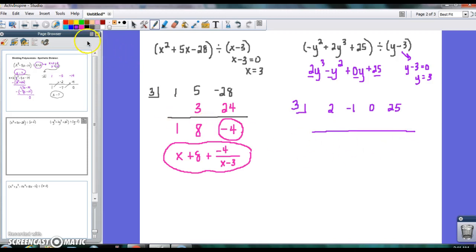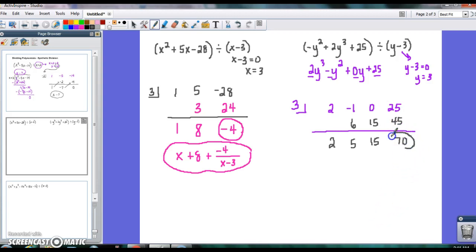Draw your line and go ahead and start. Bring your 2 down. 3 times 2 is 6. That goes here. Add those together, you get 5. 3 times 5 is 15. That goes here. Add those together, and you get 15. 3 times 15 is 45. Add those together, and you get 70.